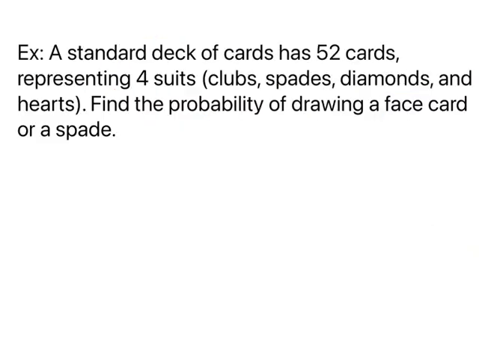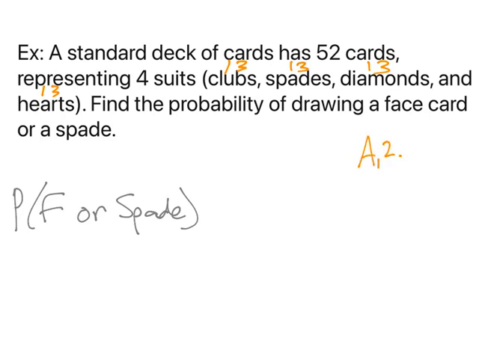Let's do some more. A standard deck of cards has 52 cards, represents 4 suits: clubs, spades, diamonds, and hearts. Find the probability of drawing a face card or a spade. Okay, so probability of a face card or a spade. Now, because there are 4 suits, there are 13 of each suit. And they range from an ace, 2, 3, 4, 5, all the way up to 10. And then they have a jack, a queen, and a king.